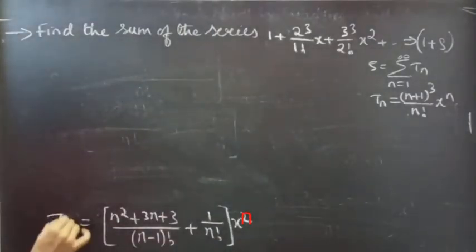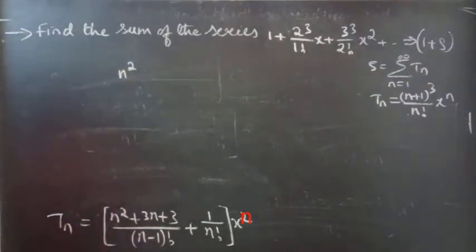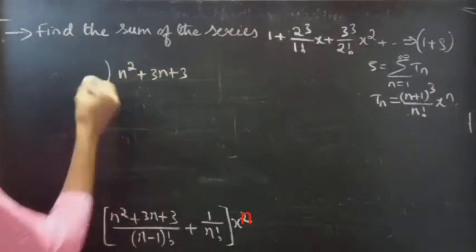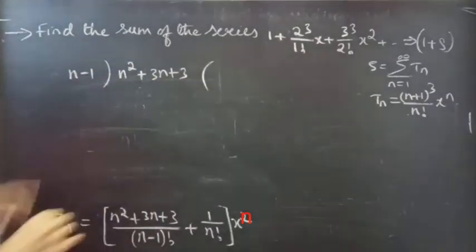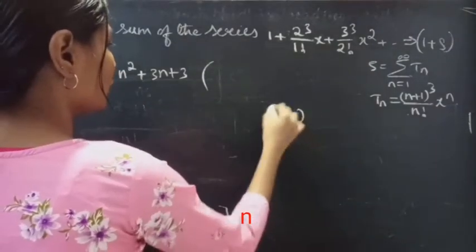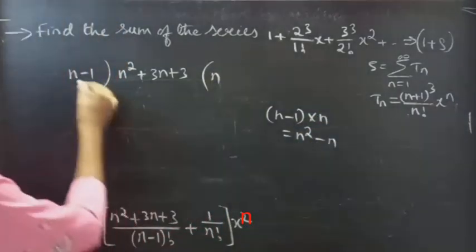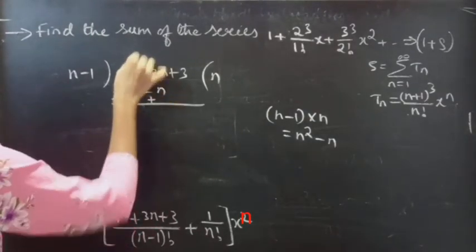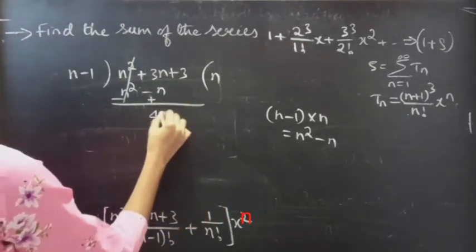This is our Tn, right? So we are going to change the numerator n square plus 3n plus 3 in terms of n minus 1 by using the division method. N minus 1, here you are having n square, right? So n minus 1 into n equals n square minus n. Now change the signs, you'll cancel n square. Then you'll get 3n plus n is 4n plus 3.